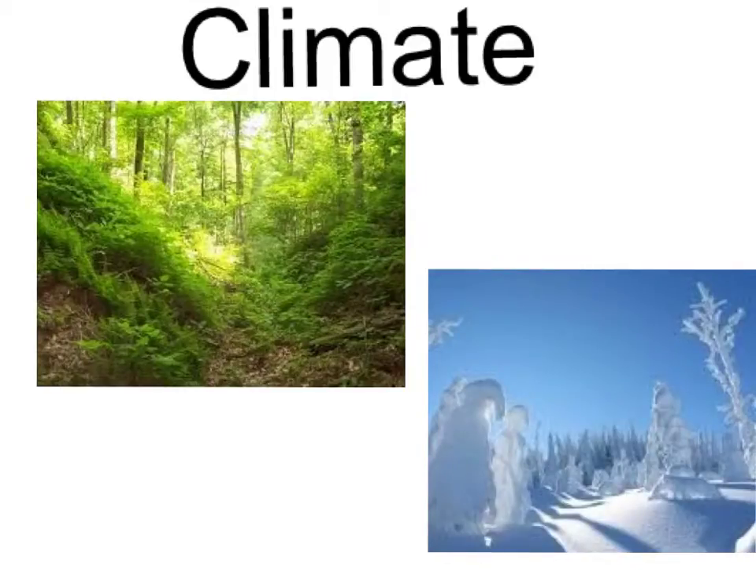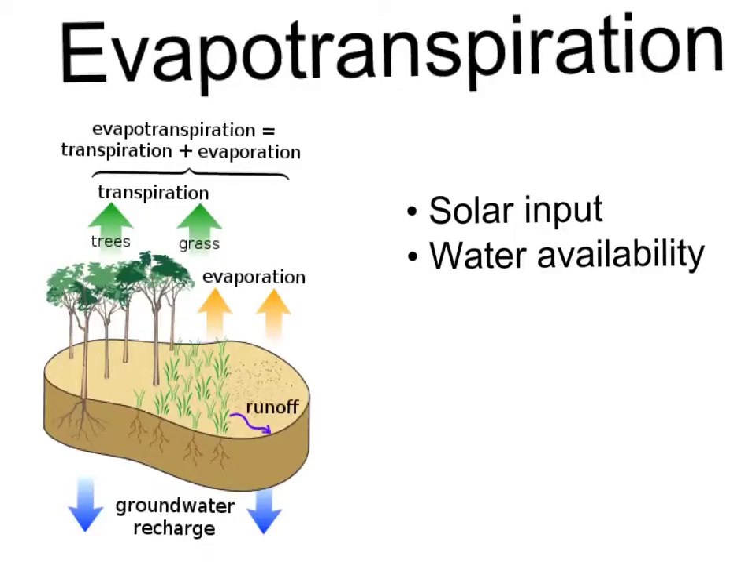Another factor in diversity is climate. Climate is important because it is used to measure evapotranspiration. Evapotranspiration is the evaporation of water from soil plus the transpiration of water from plants. It's basically just measuring the solar input and the availability of water. Evapotranspiration is important in diversity because evapotranspiration correlates with species richness. So the more evapotranspiration there is, the more diversity there is among the animals and plants.